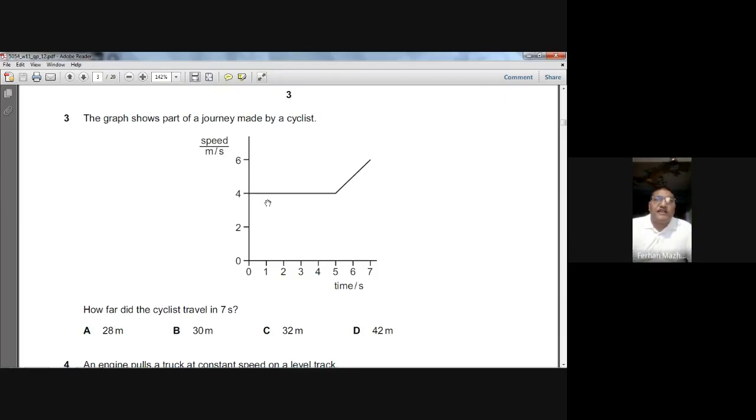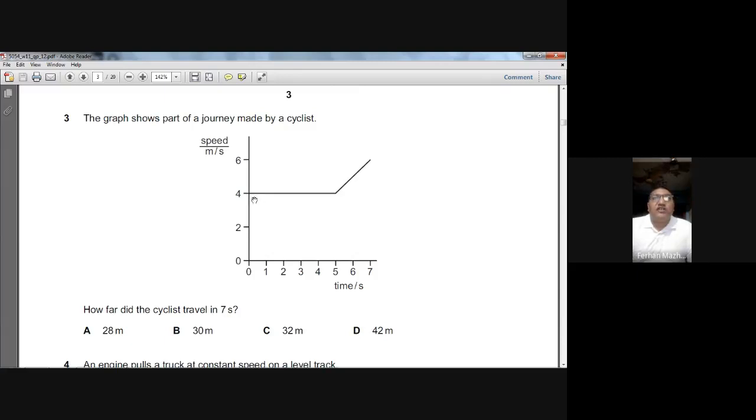So this is the speed time graph given to you. We will divide this into two portions. For this first portion, if I draw an imaginary line here, then this will be a rectangle. Draw another line here, then this will be a trapezium. Find the area of the rectangle, find the area of the trapezium, add both the areas, and that will give you the total distance traveled by the cyclist in 7 seconds.